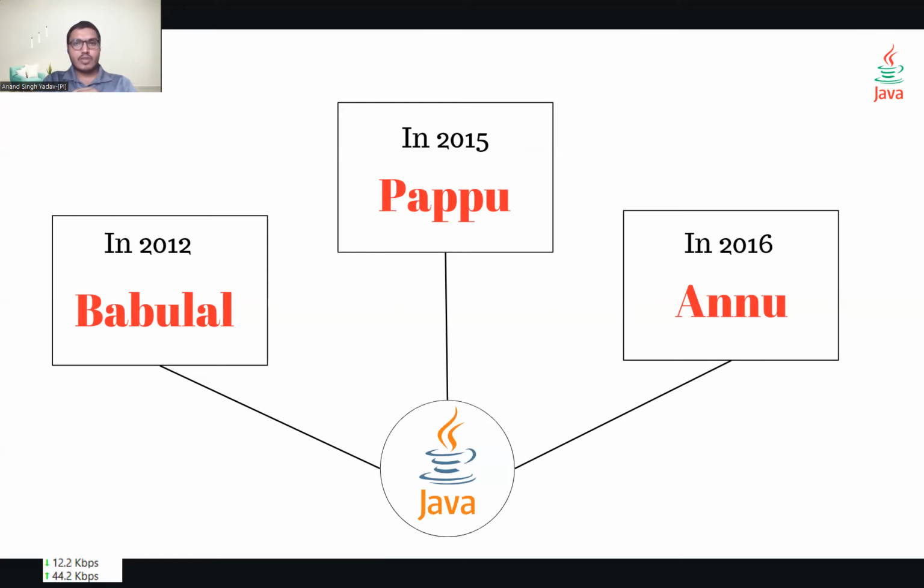So they are very experienced developers. Whatever they have written, we can use it rather than writing again and again, right? Rather than writing the same functionality which is already available by Pappu, which is already available by Babulal, which is already available by Annu. Right? Why can't we use it?